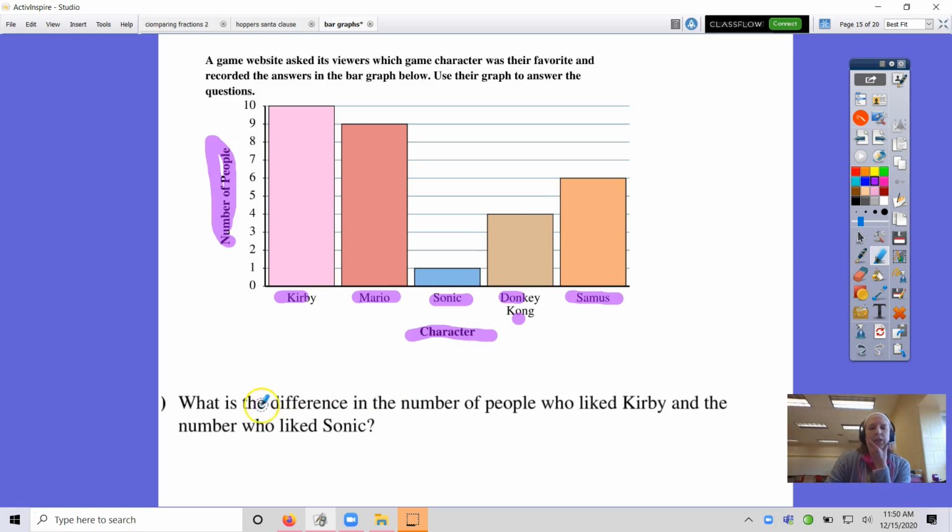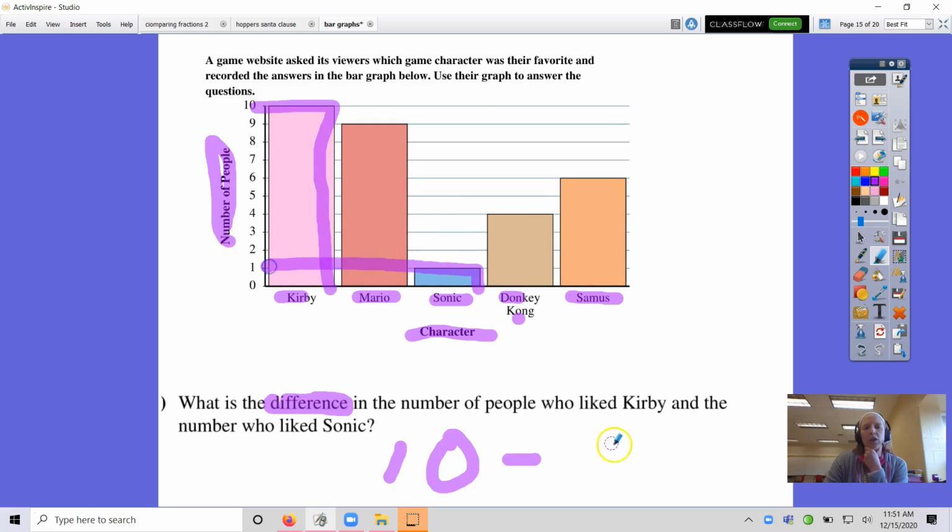So what is the difference? This word difference means I need to subtract to find the answer. So the amount of people that like Kirby is 10, and I'm going to subtract that from the amount of people who like Sonic, which is 1. And I get the difference between Kirby and Sonic. I get the difference of 9.